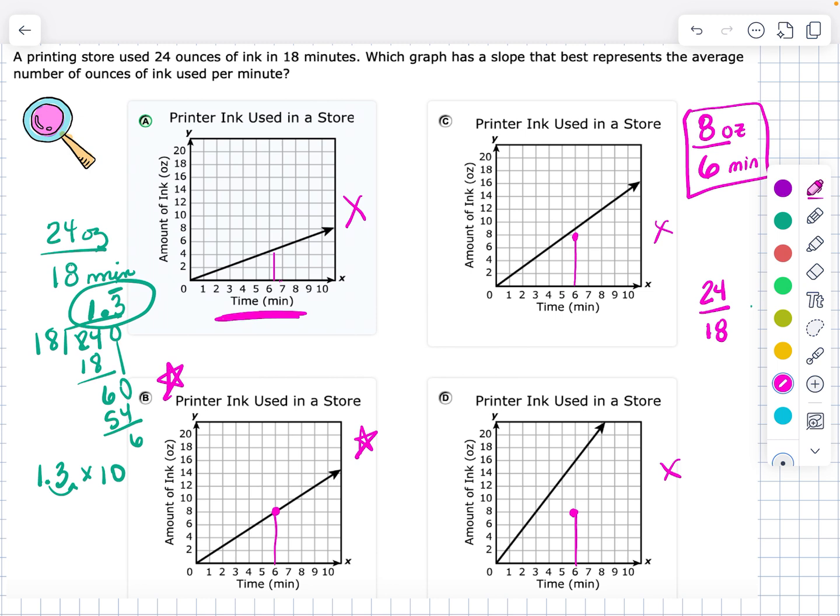So however you see it, just be really careful. The problem's not that difficult, but you just have to be careful that your ounces are in the numerator, your minutes are in the denominator.